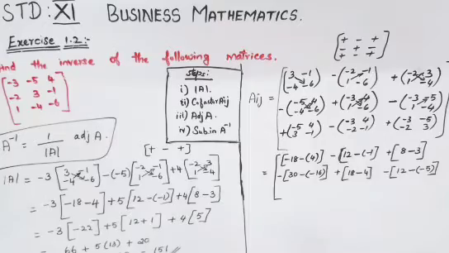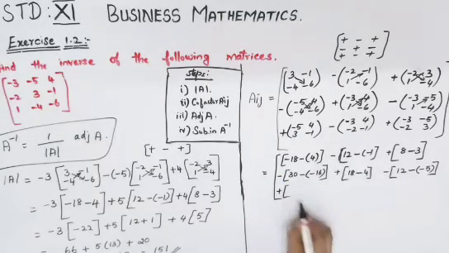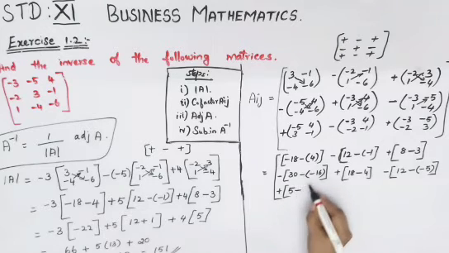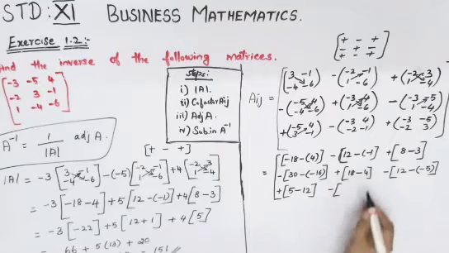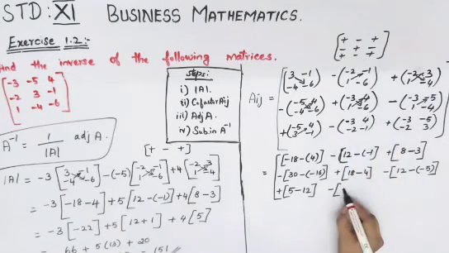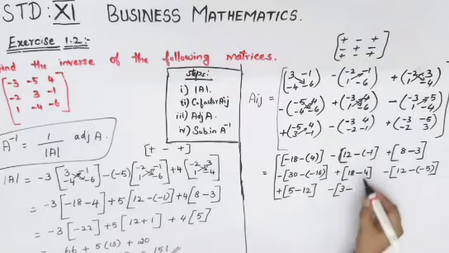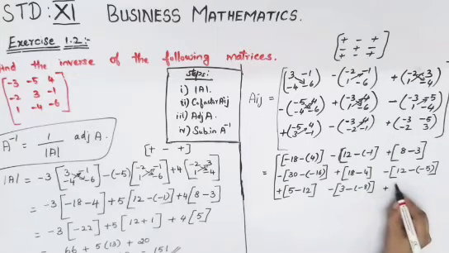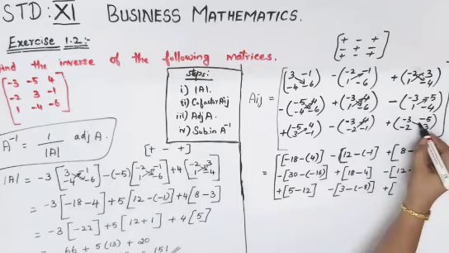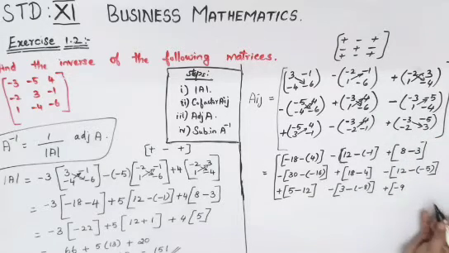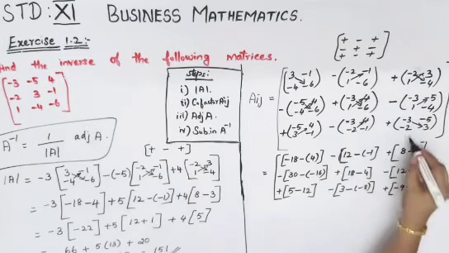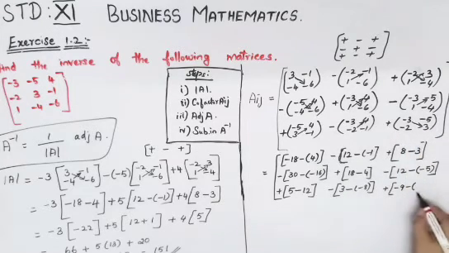Close your bracket. Now plus, open your bracket, 5 ones are 5, minus into minus will become plus, so 5 minus 4 3s are 12. Then again minus, open your bracket, 3 ones are 3, minus into minus will become plus, so 3 minus 2 4s are 8, plus into minus is minus, so minus 8. Then plus, open your bracket, 3 3s are 9 with minus, so minus 9, minus will be there, then minus into minus will become plus, 5 2s are 10.